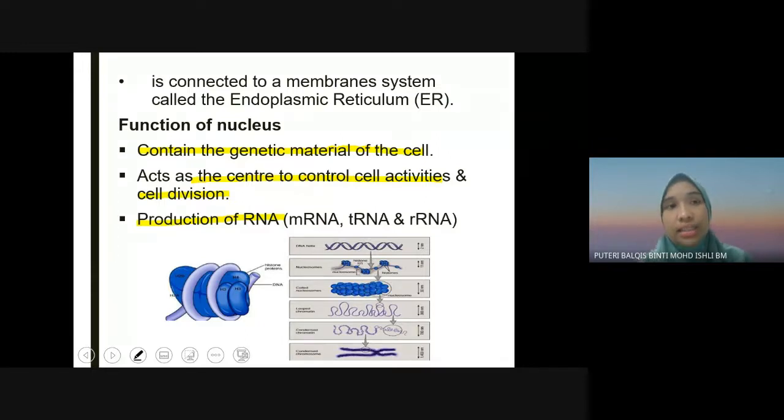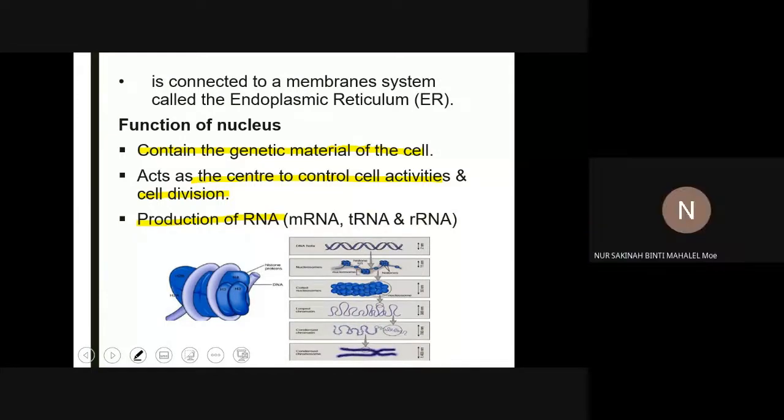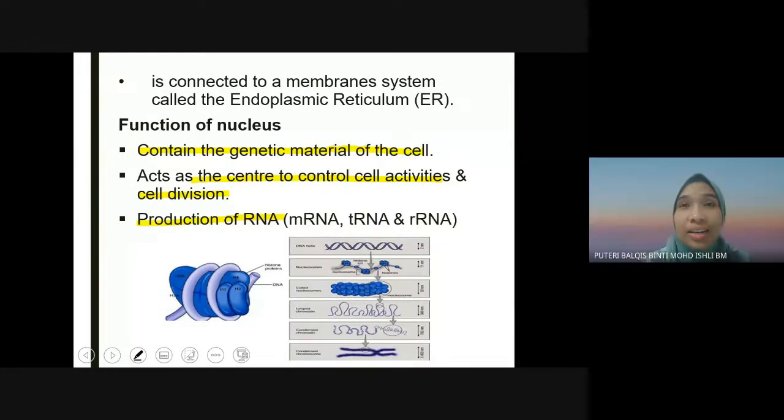Okay, dia akan attack nucleus dulu. Siapa ada tengok anime Cells at Work? Ada tak tengok anime Cells at Work? Sakinah tengok, Sakinah? Ada. Tengok kan? So tengoklah kartun anime yang memberi manfaat, seperti Cells at Work.